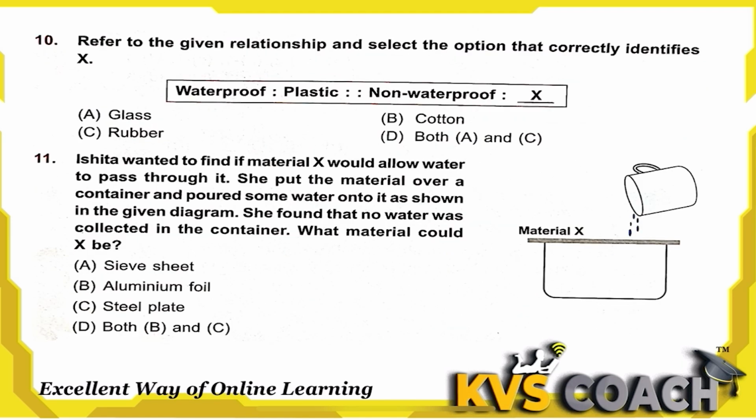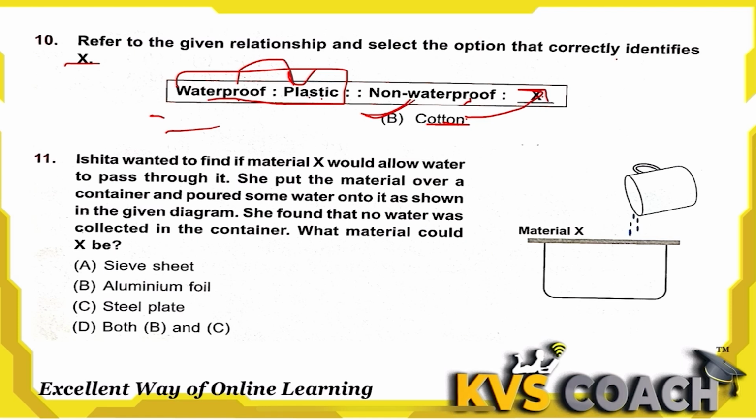Next is, refer to the given relationship and select the option that correctly identifies X. Look, this is the relation: waterproof, plastic. So waterproof is the property of plastic. So non-waterproof. Which one is non-waterproof? Glass is waterproof, rubber is waterproof, and cotton is non-waterproof. It can absorb all the water. It means here X is cotton, which is not waterproof. Option B is the right answer here.